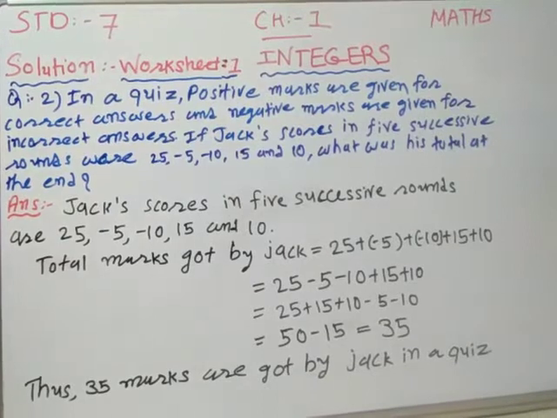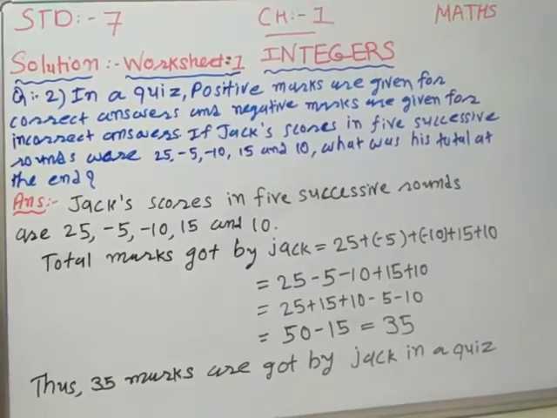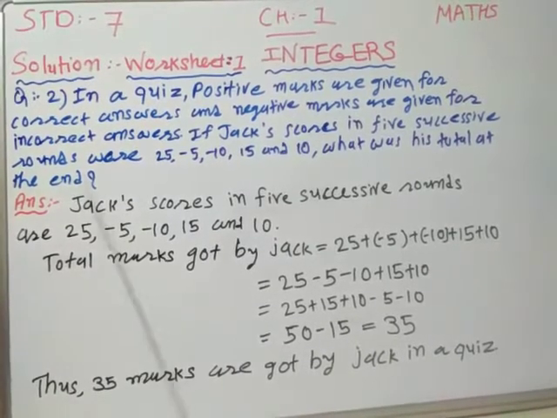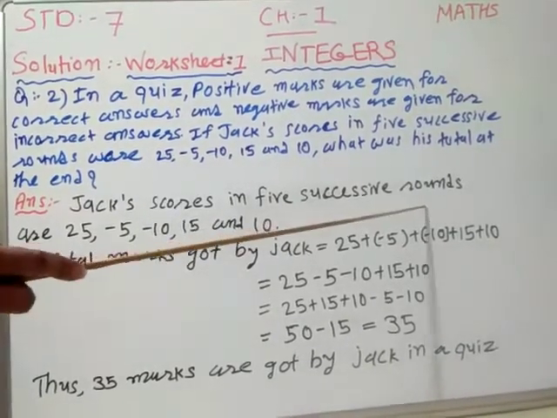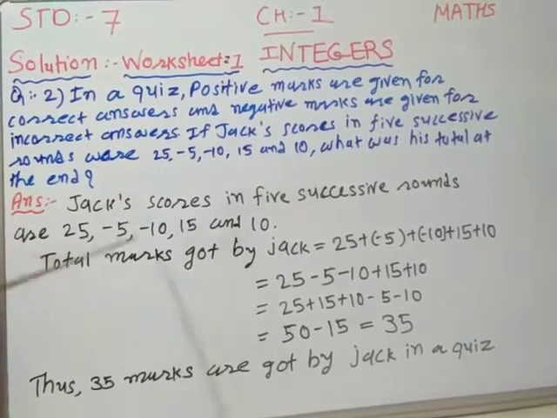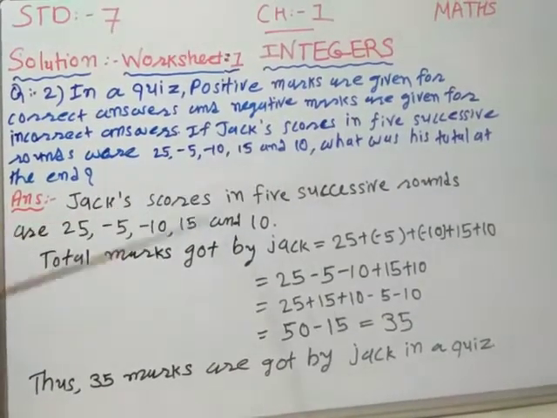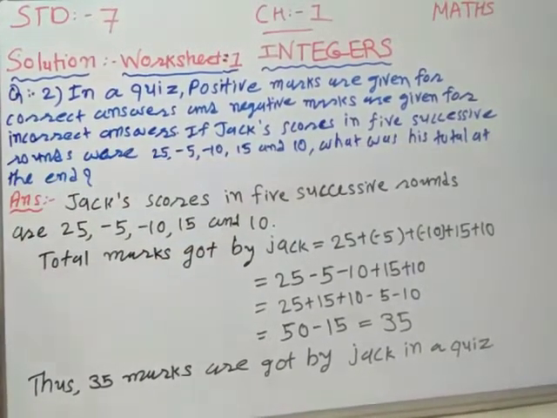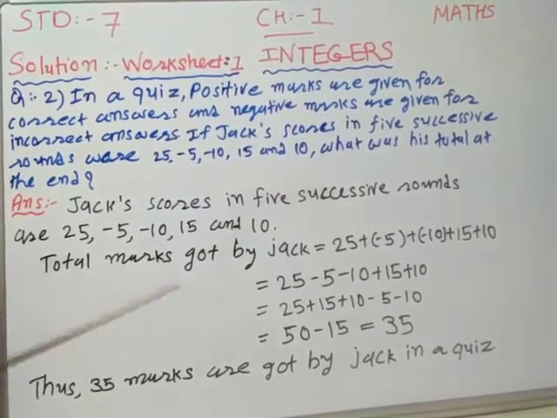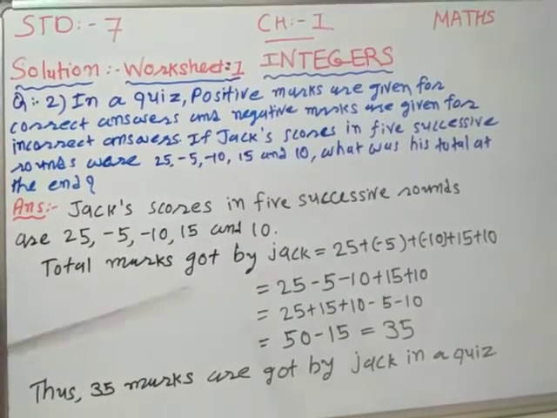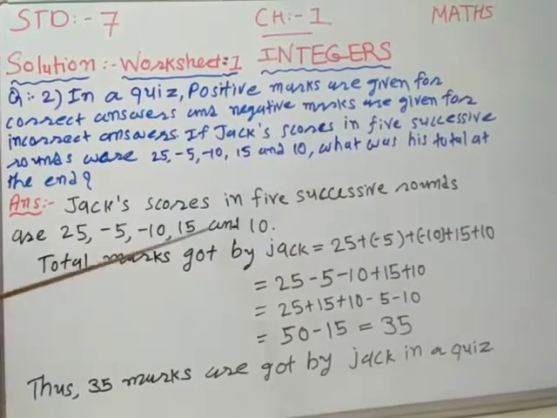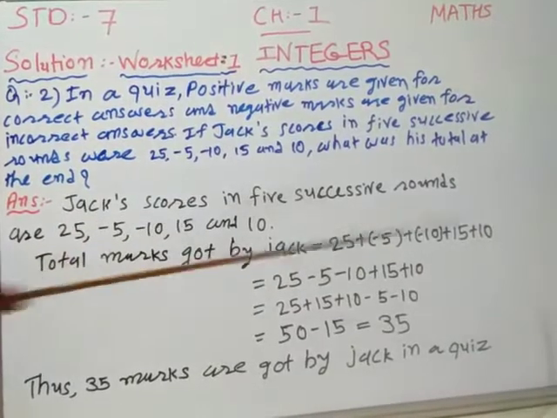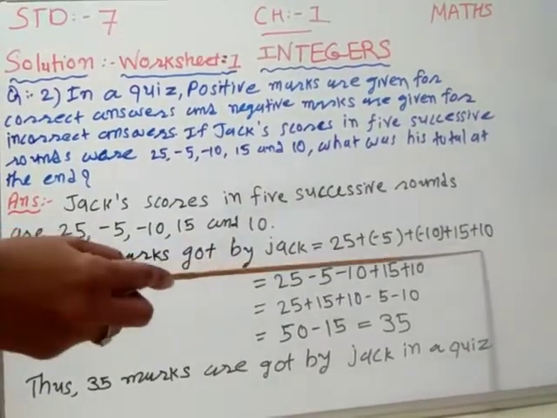Now, whenever we are finding a total, what do you have to do? You have to do the addition. So similarly, follow this. Jack's scores in 5 successive rounds are 25, minus 5, minus 10, 15 and 10. So we have to find the total, and for the total we have to do the addition. Now, total marks got by Jack is equal to 25 plus minus 5 plus minus 10 plus 15 plus 10.